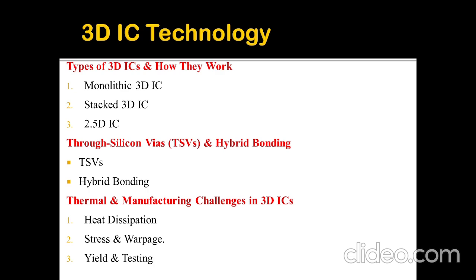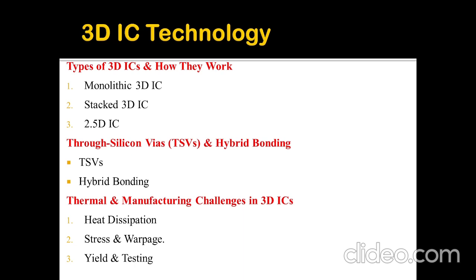The next type is through-silicon vias and hybrid bonding. Through-silicon vias, that is TSVs, are tiny vertical interconnects which pass through the silicon layers. Coming to hybrid bonding, there is a direct copper-to-copper bonding for ultra-fine pitch interconnects. Examples are AMD 3D V-Cache.